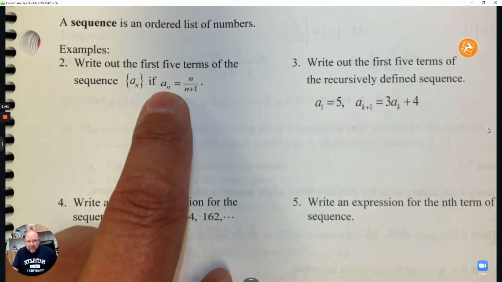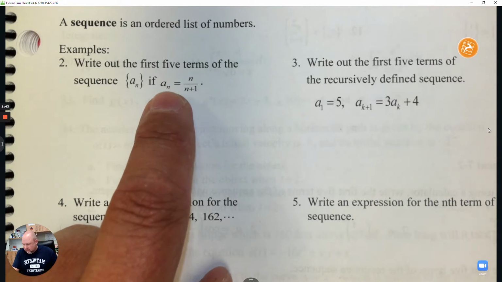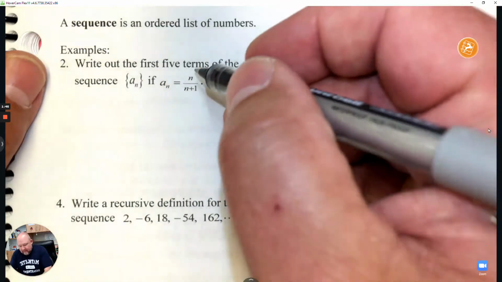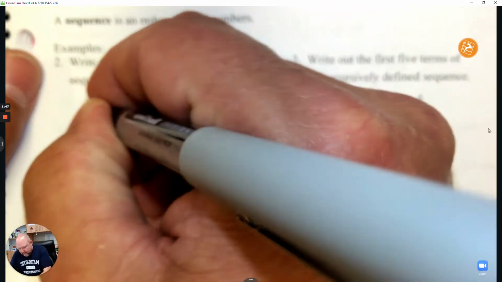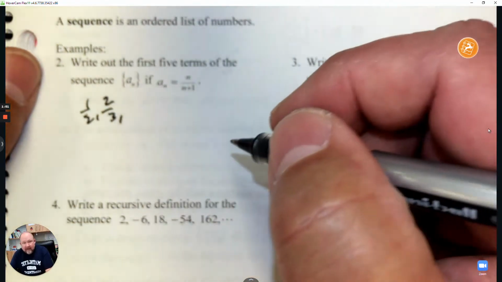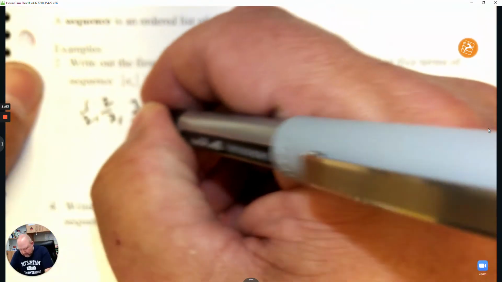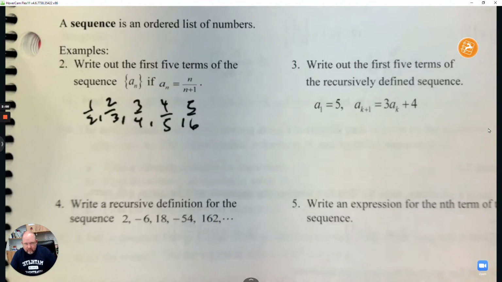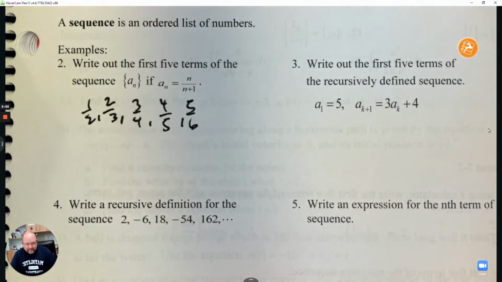To write this out, you plug in 1, then 2, then 3, and so on. If you plugged in 1, that's 1 over 1 plus 1. 2, that's 2 over 2 plus 1. 3 over 3 plus 1. This is simple, right? And then there's usually a pattern that you can eventually see and follow once you know the rule. So those are the first 5.